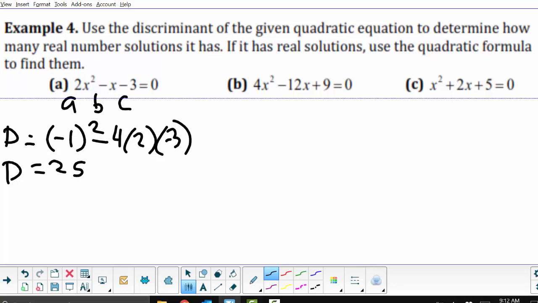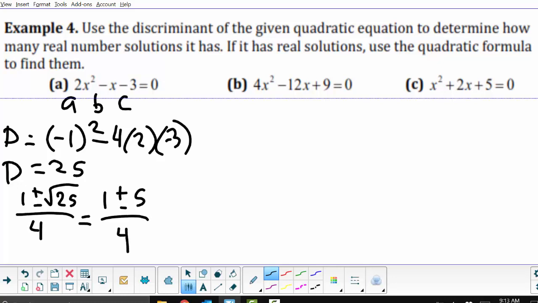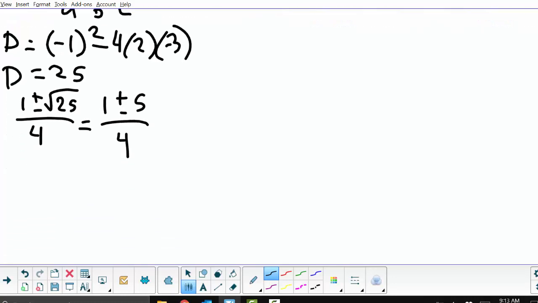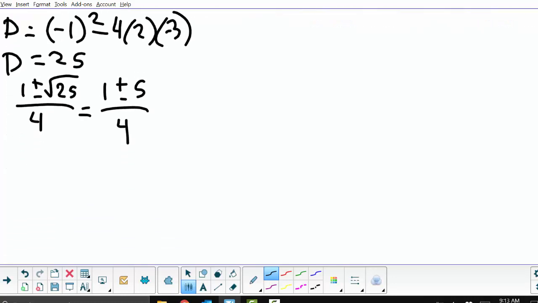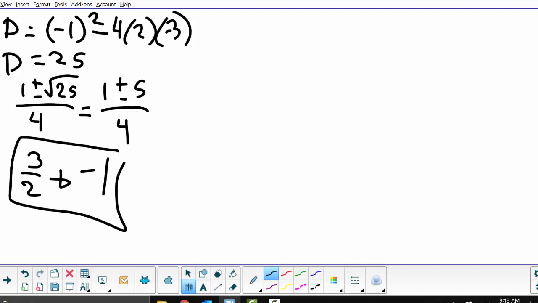All right, good. So now, since we know it has two real solutions, they want us to find them. So what we could do here is plug it all in. Negative b would be a positive 1, plus or minus the square root of 25 all over 2 times a. A is 2, so 2 times 2 is 4. And the square root of 25 is 5. So we can work this out now. 1 plus 5 gives us 6. 6 divided by 4 is 6/4, or 3/2. Then 1 minus 5 gives us negative 4, and negative 4 divided by 4 is negative 1. So that would be our two solutions for this problem.